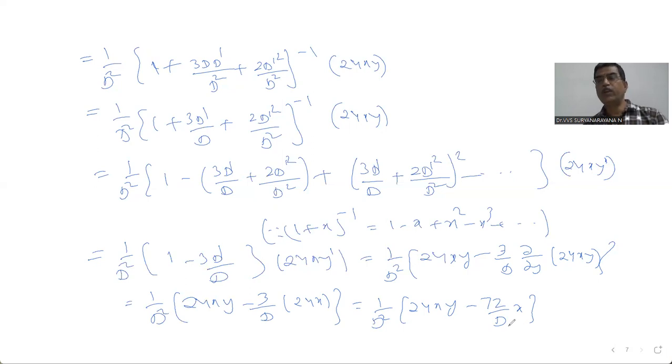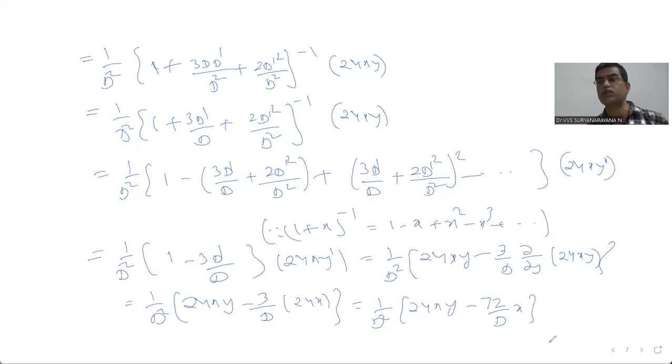Now, we know that 1 by D means integral with respect to x by treating y as constant. So this is the same as 1 by D square of 24xy minus 72 into 1 by D, which stands for integral. Integral of x dx while treating y as constant. 72 into 1 by D integral of x.